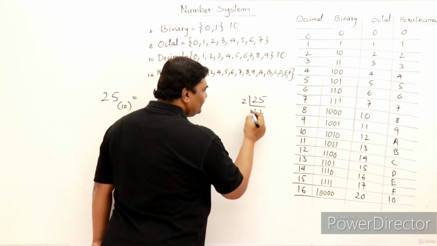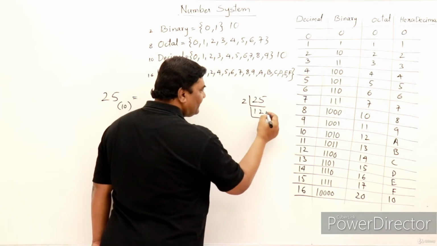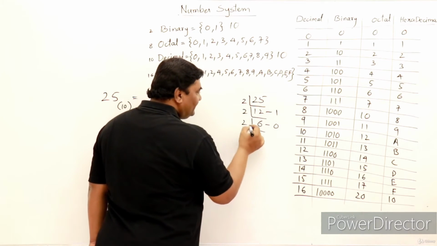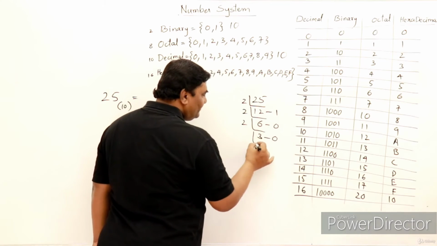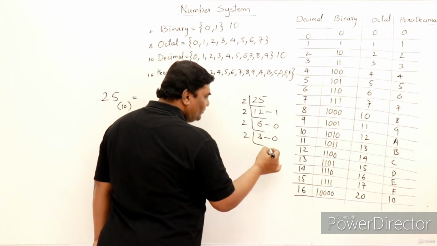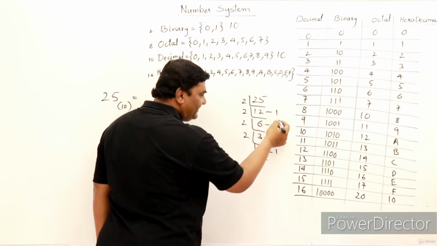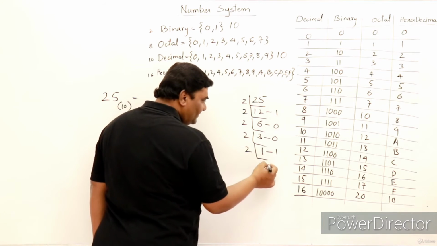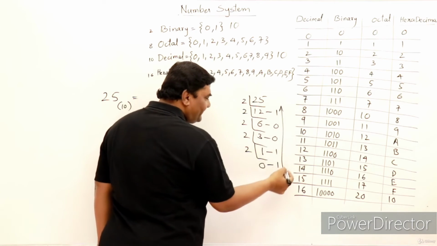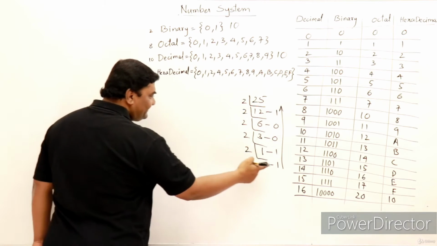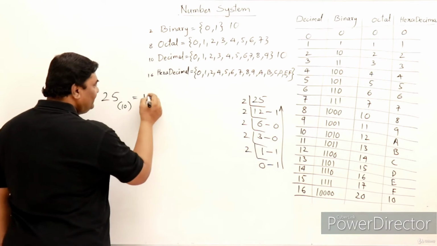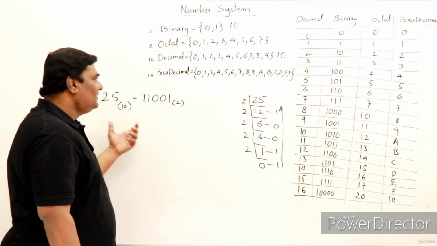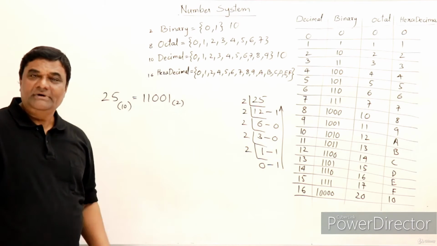2 12s are 24, remainder is 1. 2 6s are 12, remainder is 0. 2 3s are 6, remainder is 0. 2 ones are 2, remainder is 1. We take the remainder here, we don't write the decimal. 2 zeros are 0, remainder is 1. So take the digits from bottom towards up. So the digits are 11001. This is the binary form. So this is how a decimal number is converted into binary.